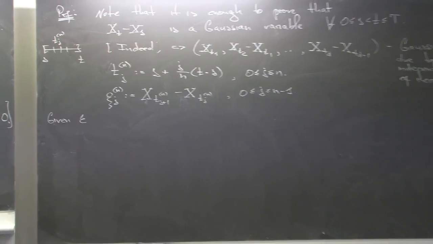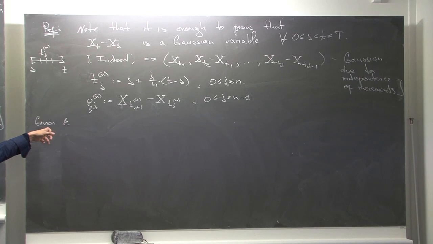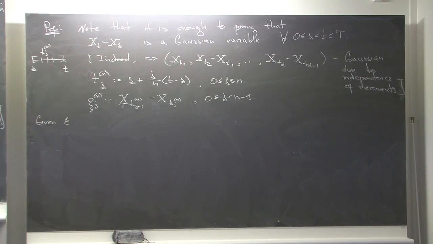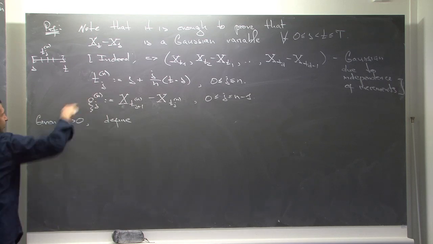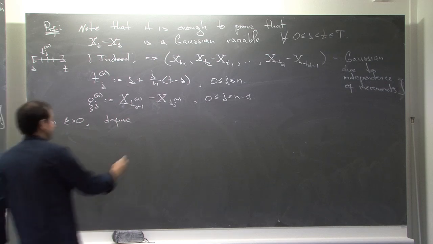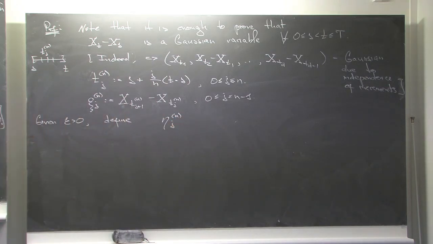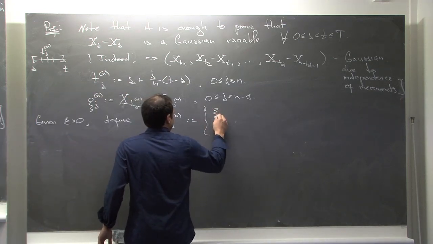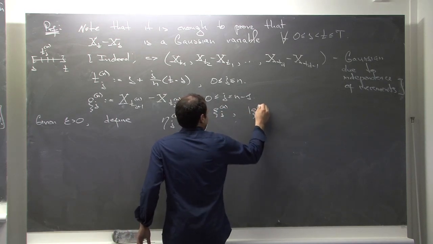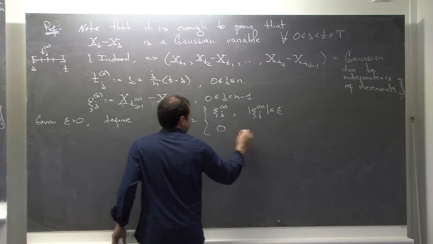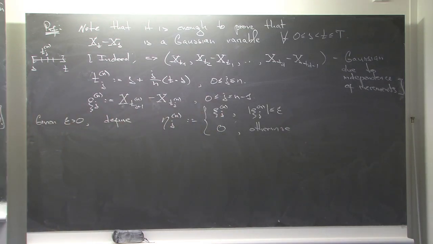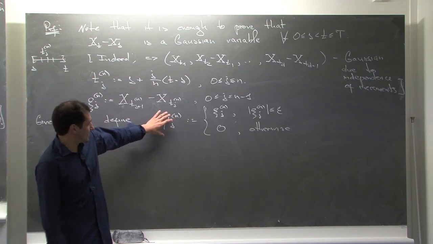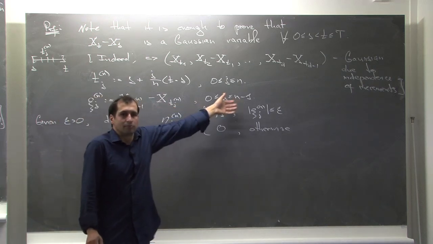I fix some epsilon, and to be honest, it's going to depend on n later on. But for a while, let us think it is fixed. So I just fix some cutoff. Later on, I'm going to put here a subindex n or superindex n to be consistent. So let me define truncated random variables. So for these guys, I should be able to apply some version of the central limit theorem.